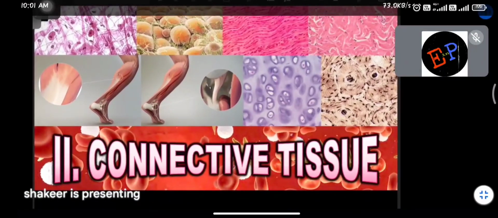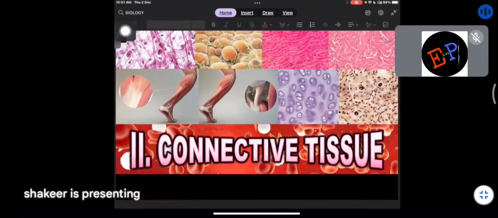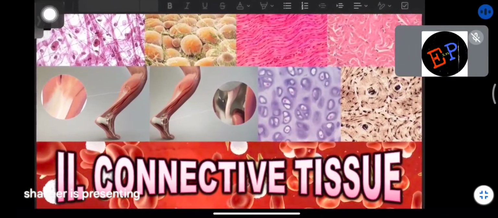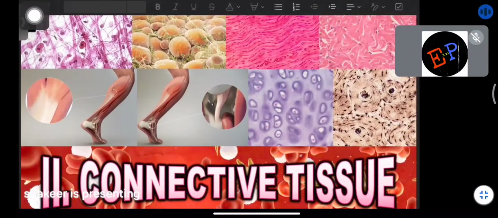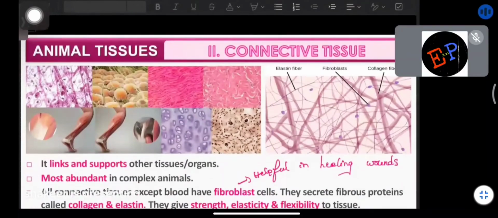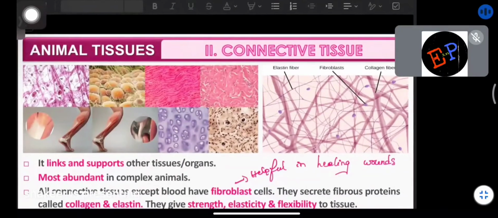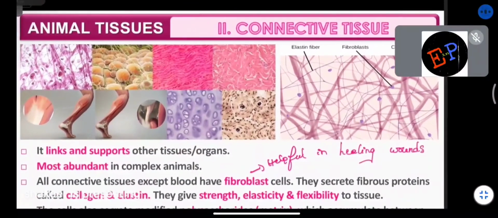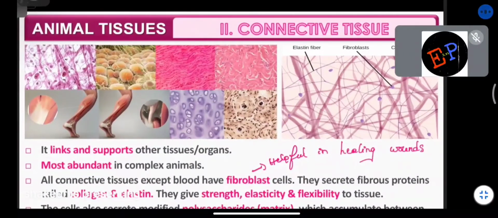So we have studied that totally there are four types of tissues. The first one we have studied is epithelial tissues. And the second one, now we are studying, is connective tissues. Clear? So what is the function of connective tissues? It is there in the name itself, connective tissue means what? It is responsible for connections between different types of tissues or different types of cells. This is called connective tissue. Clear?